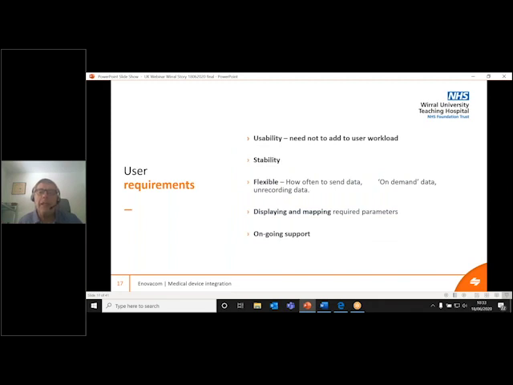One of the great advantages of using either Cerner or Draeger is the usability. It doesn't add to a user workload. They don't need to log on to another device and another system. And so key to our requirements was the fact that we weren't adding on to the workload of the intensive care staff. Clearly, in critical care, it's a 24/7, 365-day service.